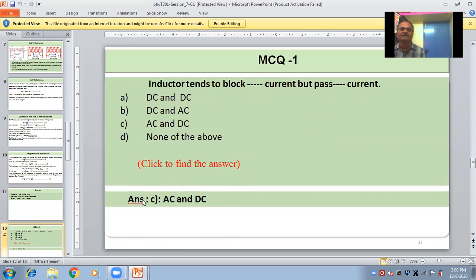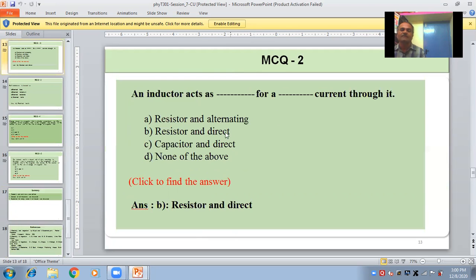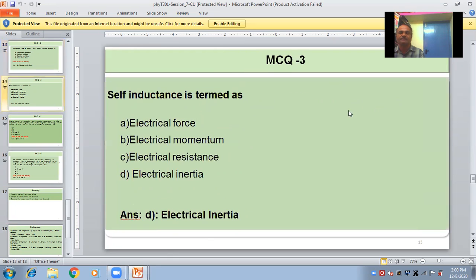Why does it block AC current? Because AC current continuously changes its direction, so that leads to neutralization of energy stored in the inductor. So that is why it blocks. Next, an inductor acts as a dash for a dash current through it. So inductor acts as simply a resistor for a direct current, means DC current, when it is flowing through it.